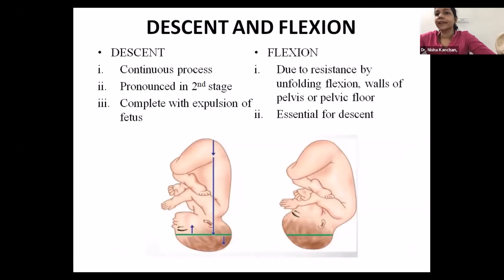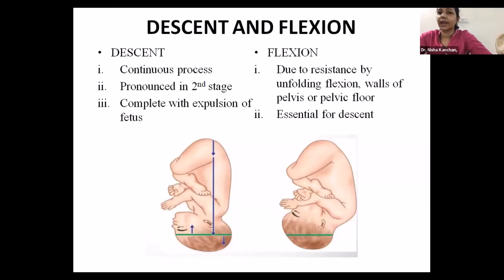So descent and flexion happen throughout labor. It is not like the steps in labor, which I said, engagement, descent, flexion, are only coming one after the other, but there is a certain temporal overlap between the steps. Descent and flexion happen even after internal rotation, and during expulsion also descent is continuously happening. It is a continuous process, more pronounced in the second stage of labor.